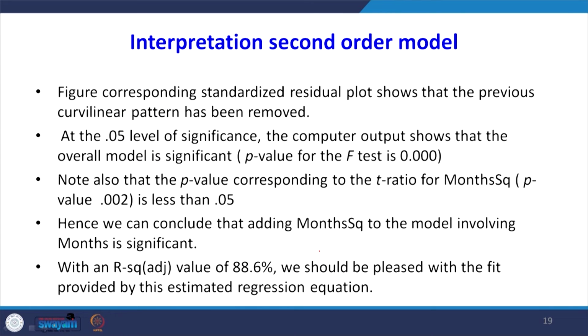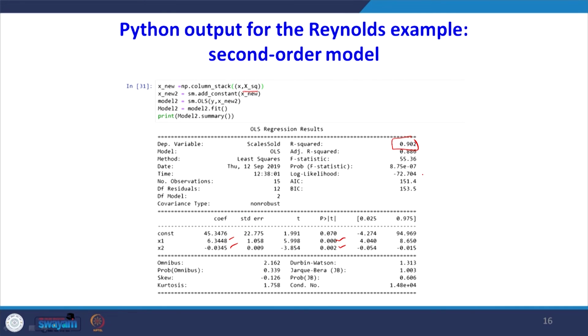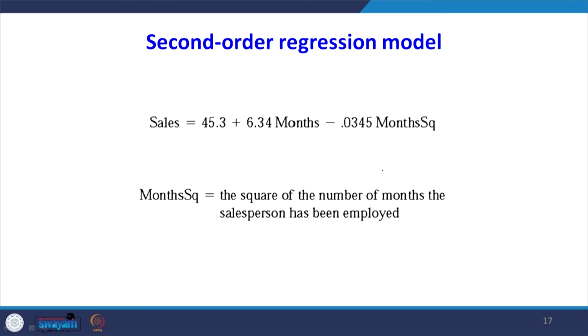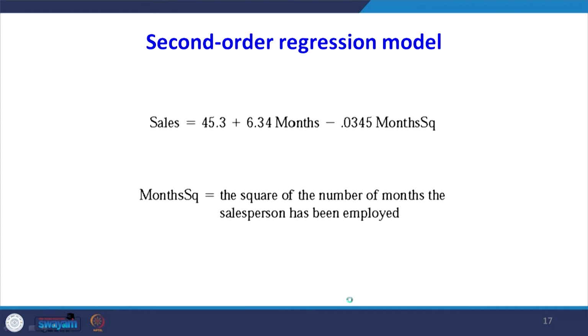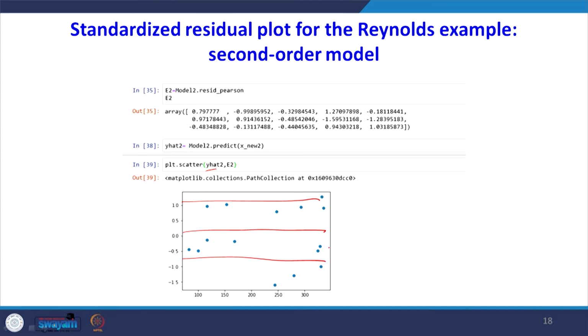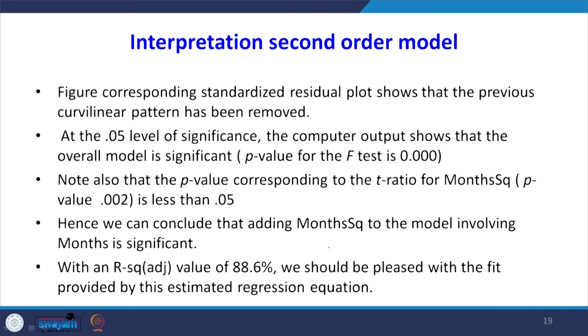How to interpret the second order model? The corresponding standardized residual plot shows that the previous curvilinear pattern has been removed. At the 0.05 level of significance, our Python output shows that the overall model is significant because the p value for the F test is 0.00, because 8.75 times 10 to the power minus 7 is almost 0. Note also that the p value corresponding to the t ratio of month square is 0.002, this also significant. Hence, we can conclude that adding month square as a new variable to the model is also significant.